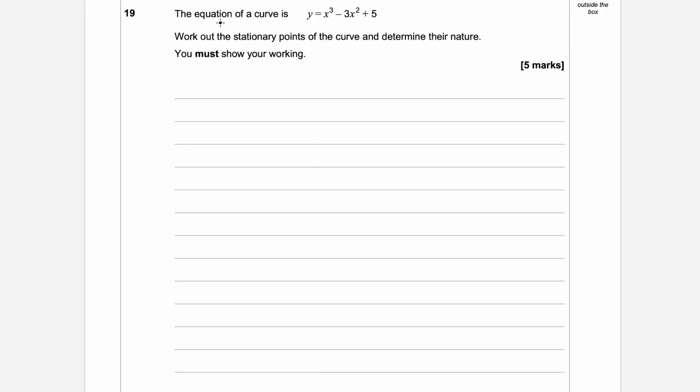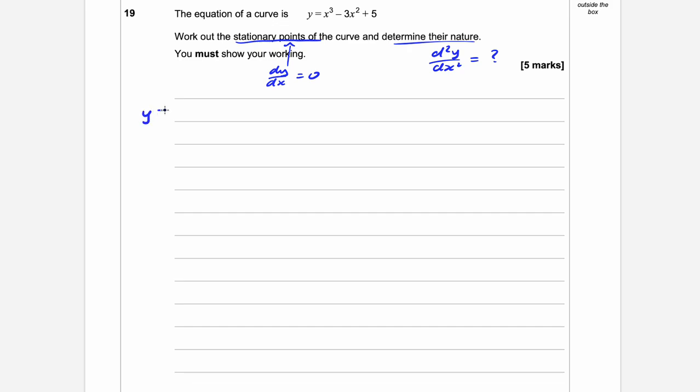Okay. Question 19. Equation of a curve is this. Work out the stationary points of the curve and determine their nature. Okay, stationary points, guys. I've done this before. Stationary points, dy/dx equals 0. And determining their nature, d2y/dx squared equals question mark. Okay, so first let's get the first derivative.